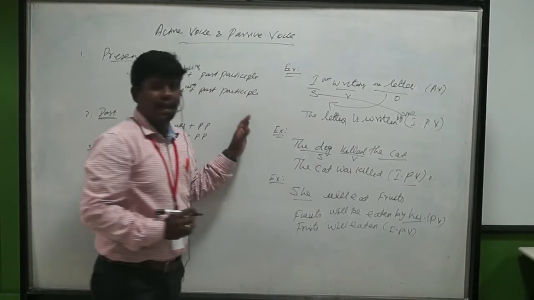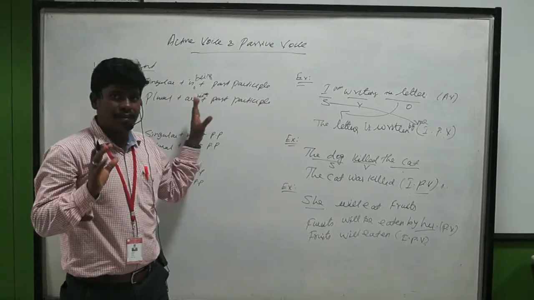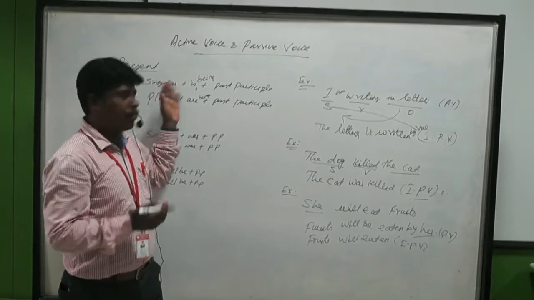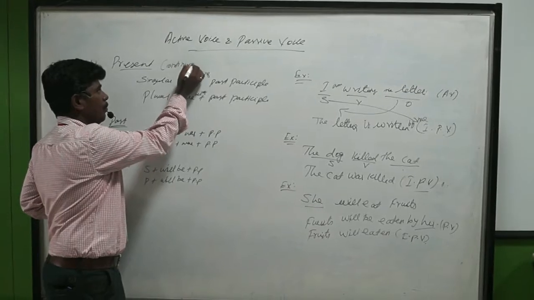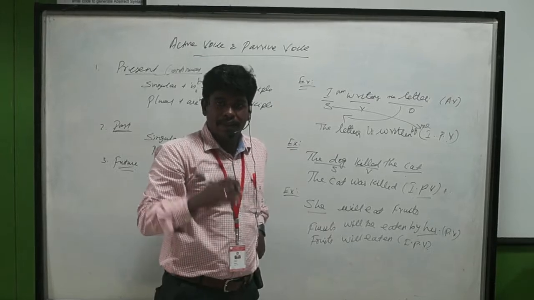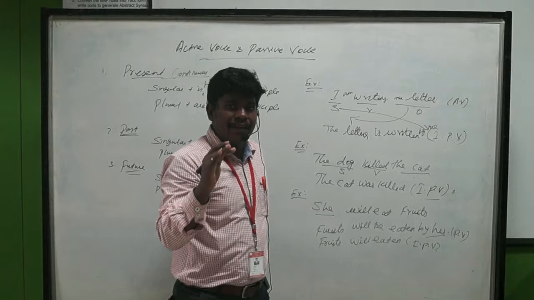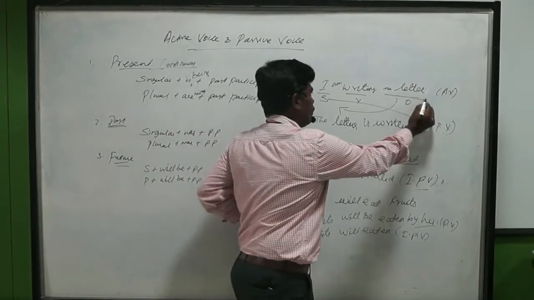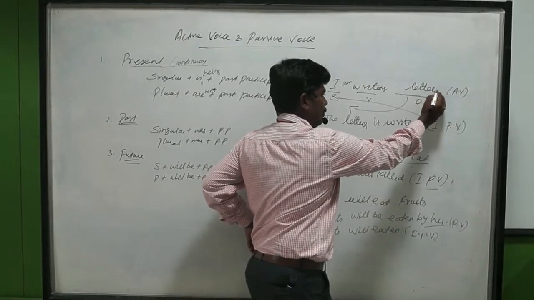Here I am writing, I am not saying anything else, just giving you a kind of magic. If you want to learn the present continuous tense easily: I am writing, we are writing, you are writing, he is writing, she is writing, it is writing. So we know it's an active voice, and we know it's a tense also. So here I am writing letters.